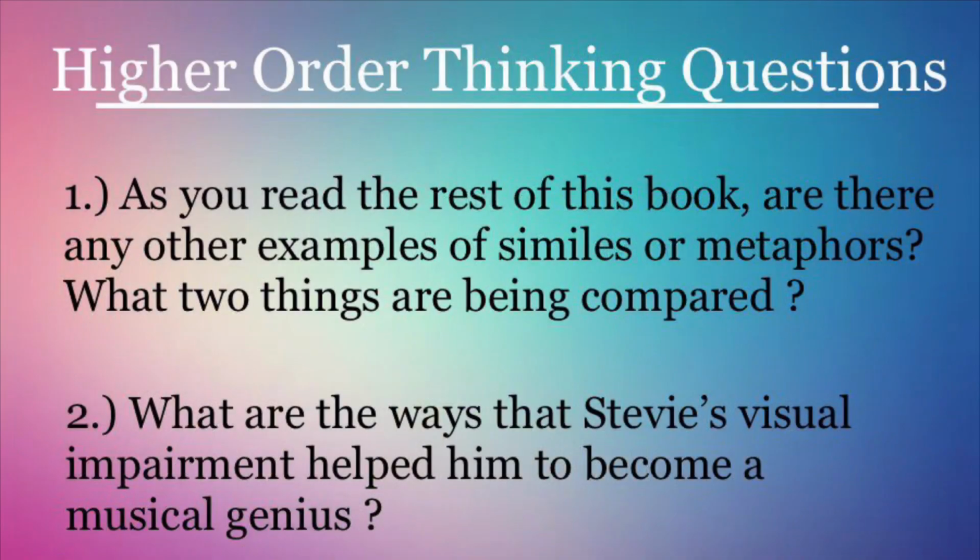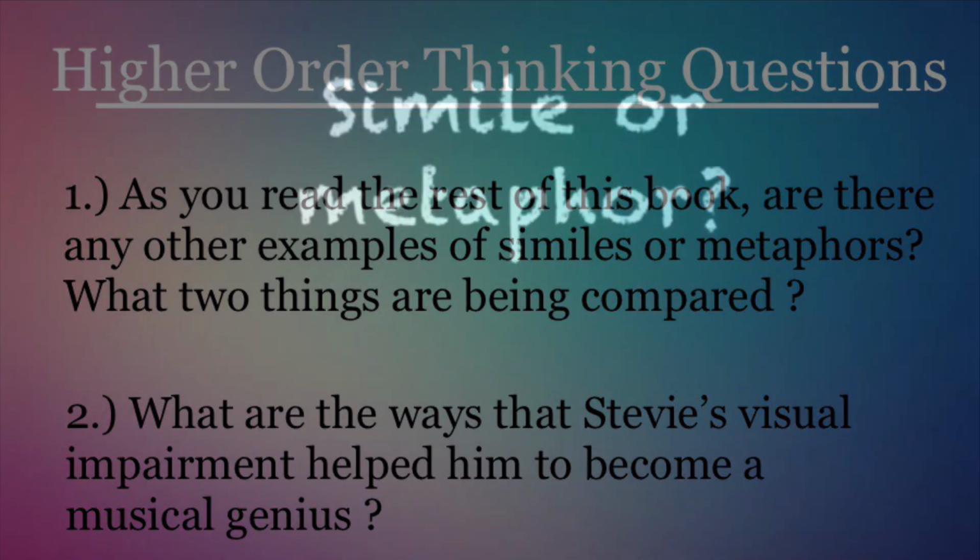Two higher order thinking questions that are text dependent on this read aloud are, as you read the rest of this book, are there any other examples of similes or metaphors? And what two things are being compared? Another question would be, what are the ways that Stevie's visual impairment helped him to become a musical genius?